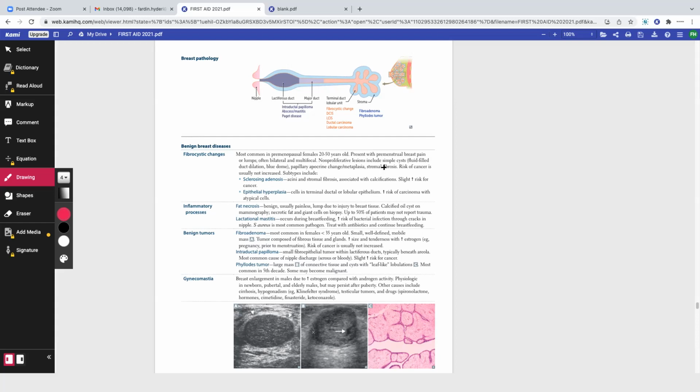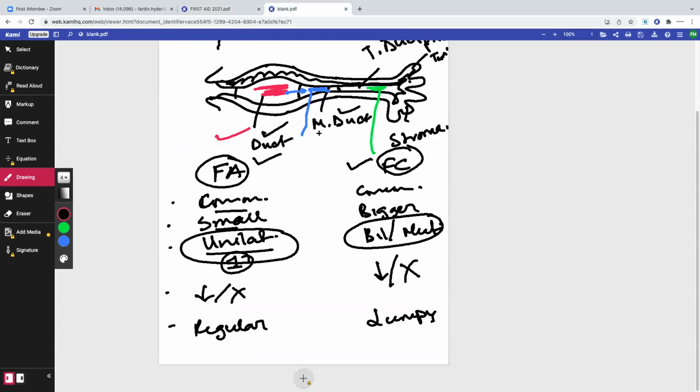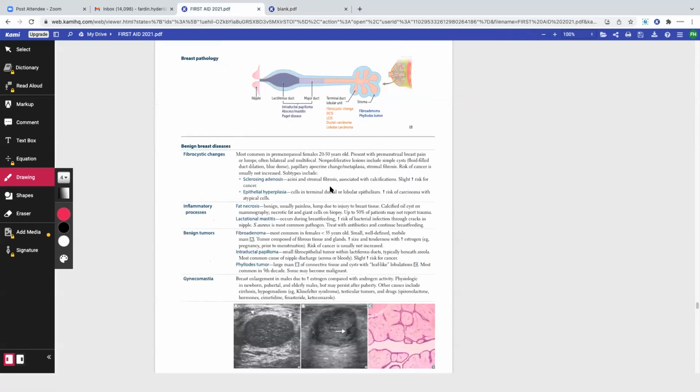You do not need to remember this. It's not important. Risk of cancer is not increased. Next, fibrocystic changes have two types: sclerosing adenosis and epithelial hyperplasia. The only question you might receive, it's not even a question yet, but there could be one in the future, is which subtype of fibrocystic changes is more at risk of developing into cancer? The answer is sclerosing adenosis. That's the only thing you have to remember.